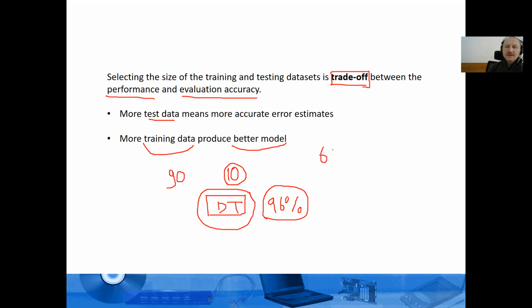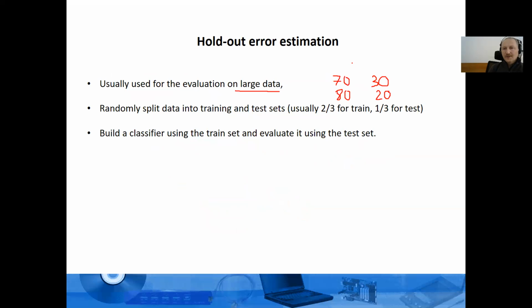And if you use, for example, 60% for training and 40% for testing, you can make sure of the accuracy of your model better. You can estimate the accuracy of your model better, but you cannot obtain one good, well-trained model because you have used less training data. There is a trade-off. Yes, the most common approach is this one, to divide your data into training and testing.